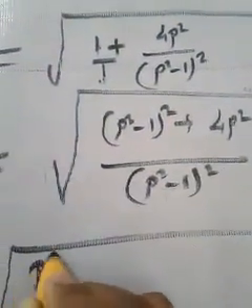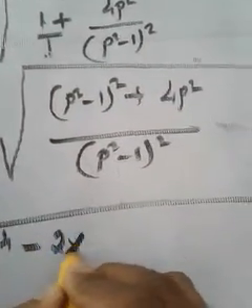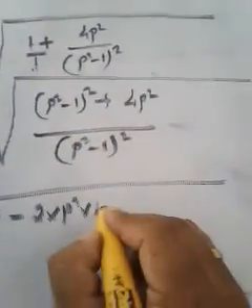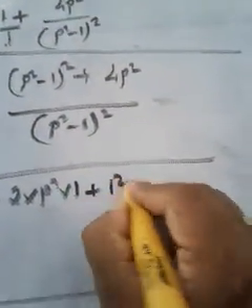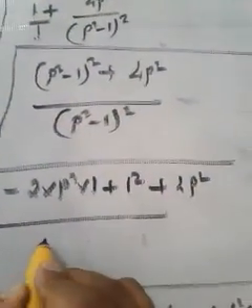So it becomes p raised to 4. So a square is over. Then minus 2ab. That means minus 2 into p square into 1. I told you here a square is nothing but p square itself. Plus b square is nothing but 1 square plus 4p square divided by 4p square as it is, divided by p square minus 1 all square is equal to square root of.